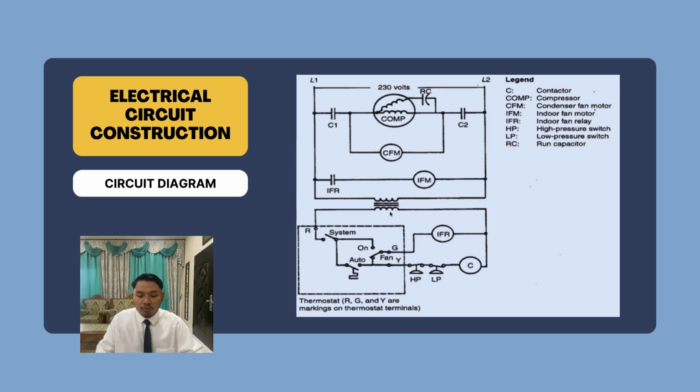The compressor in the outdoor unit and the fan start, and the compressor runs to compress the refrigerant. The condenser fan motor also turns on to cool the condenser coil. And last, the run capacitor assists in the startup of the compressor and fan motor.